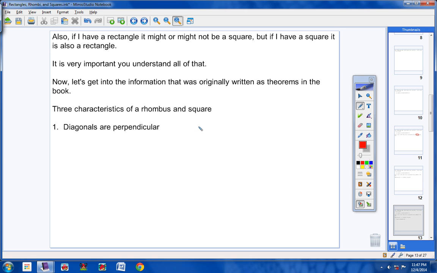Diagonals are perpendicular. So if I have a square and I draw the diagonals, you're guaranteed there's a what angle right here? A right angle. You might want to write that down. If I have a rhombus like this, and I draw the diagonals like this, you are guaranteed you have a what angle right here? 90 degrees. So all 4 of these angles are 90 degrees. That's characteristic number 1. Got it? If I'm going too fast, just pause the video.